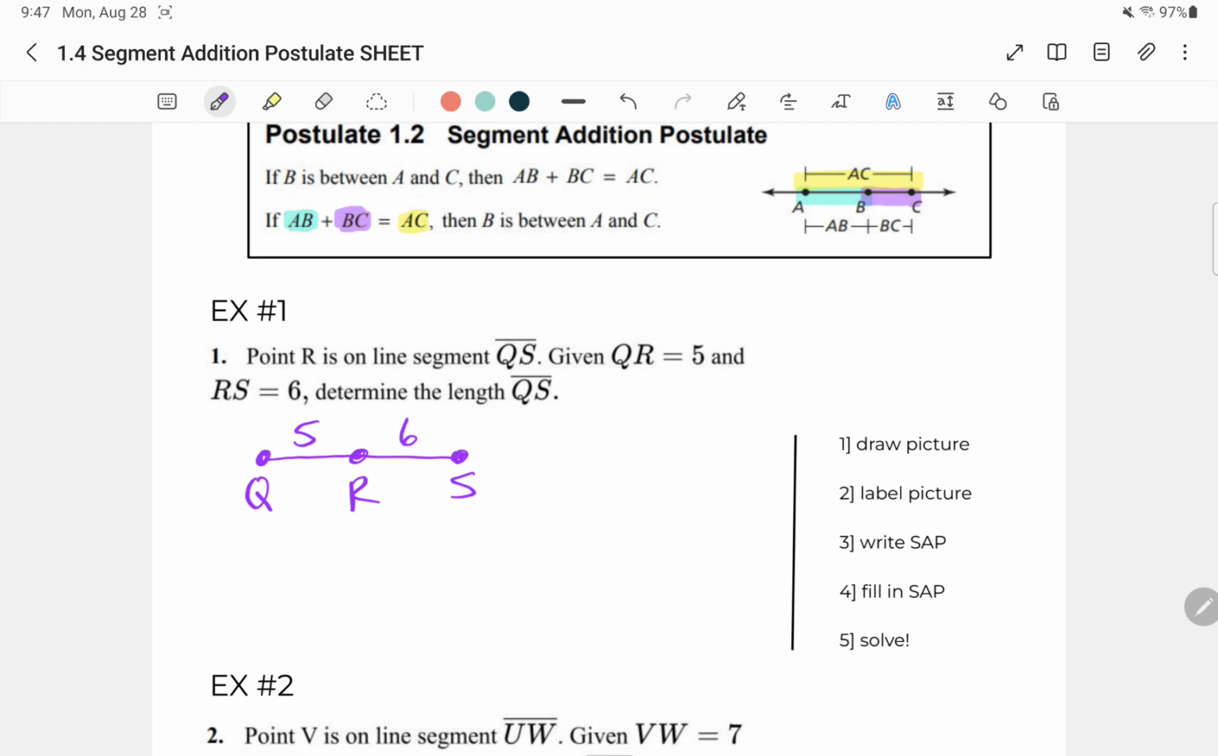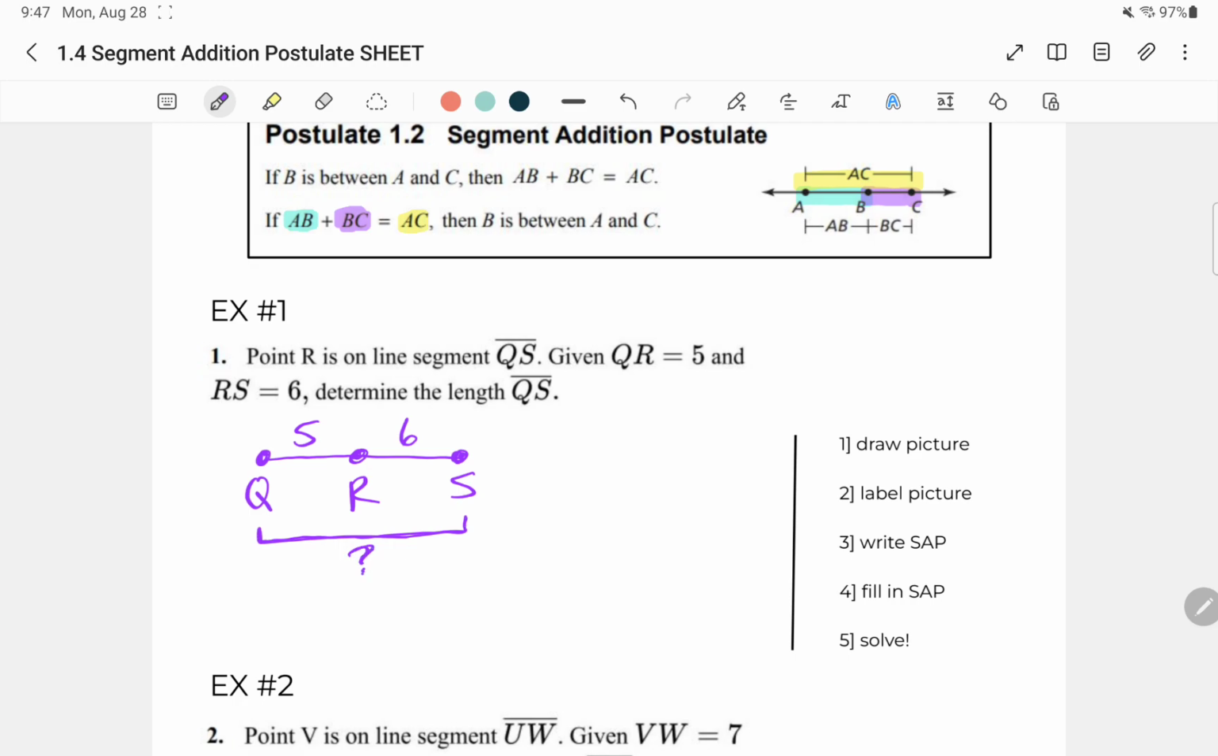After I've drawn my picture and I've labeled it, now I'm going to write my segment addition postulate. Oh, actually, let me go back really quick. Sorry. QS, we don't know what QS is. So I want to go ahead and draw that part in too. And again, see how QS is the whole thing. That's why I drew that. QS is the whole line segment, and that's what we're trying to find. So I put a question mark.